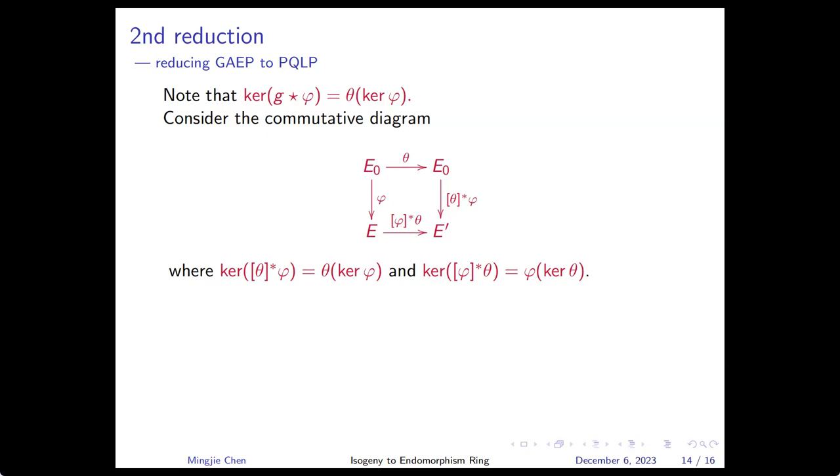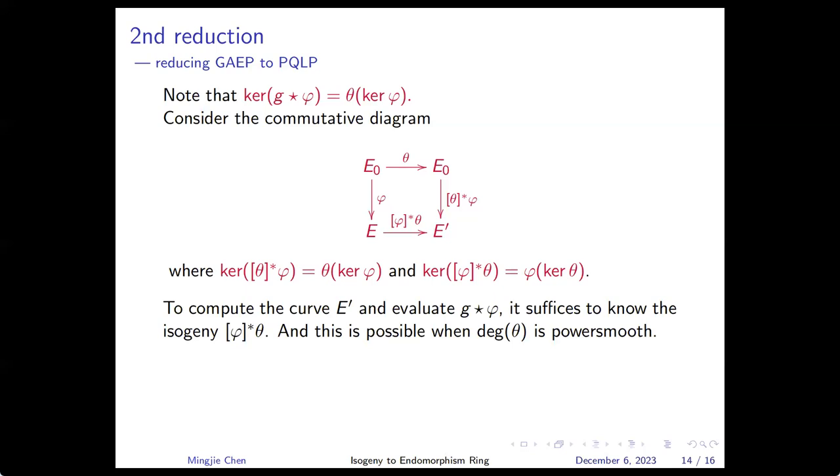Remember that our goal is to compute the codomain curve of the right side isogeny, which is denoted as E prime. And we also want to know how to evaluate the right side isogeny. To compute the curve E prime and to evaluate G star phi, it suffices to know the bottom isogeny. Why? Because through this commutative diagram, if we know the bottom isogeny, we know its codomain, then that's also E prime, right? And if we know how to evaluate the bottom isogeny, then we know how to evaluate three edges in this commutative diagram. That implies we know how to evaluate the remaining edge.